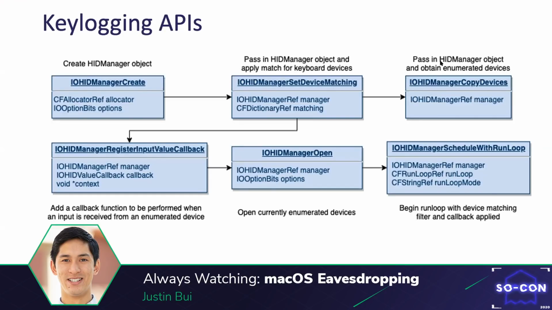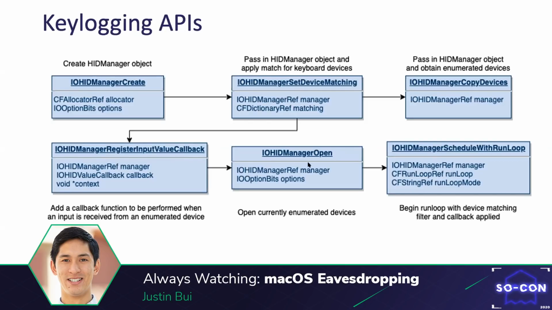If we pass in that HID manager object to IOHIDManagerCopyDevices, we can enumerate all of the keyboard devices currently attached to the computer. Going down here, we can use IOHIDManagerRegisterInputValueCallback. So after we've applied that device matching filter, we can add a callback function to be performed when any input is received from an enumerated device.